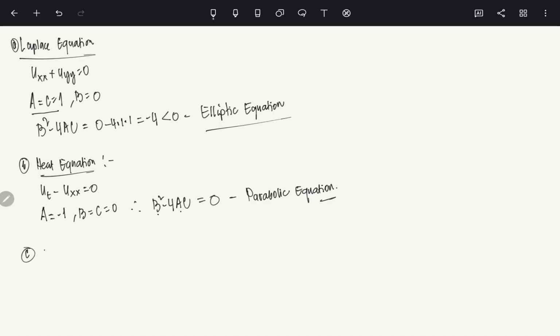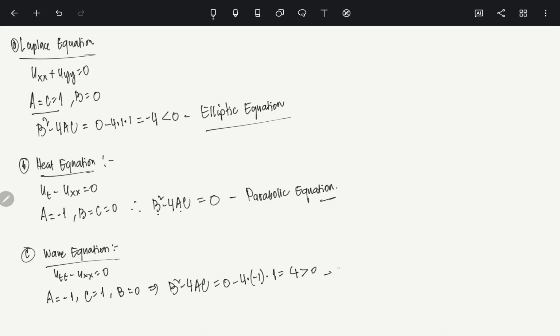Okay, let's look at an example of the wave equation. What sort of equation is that? So you see, utt minus uxx equals 0. In this, A is 1, B is 0, and C is minus 1. So that will imply that B square minus 4AC is 0 minus 4 times 1 times minus 1, which is 4, which is positive. So this is an example of a hyperbolic equation. I hope this is clear.